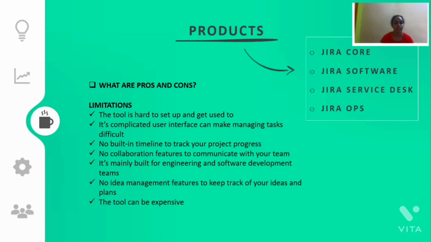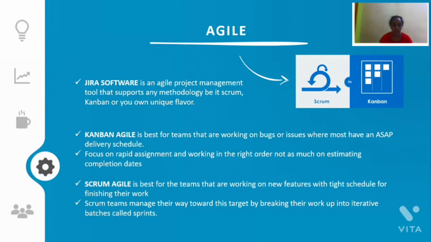Now, let's talk for a second about types of agile. As you create your first new Jira project, you could notice that there are two fundamental styles of agile, which are Kanban and Scrum. Don't worry, this is an easy distinction once you understand the basics.